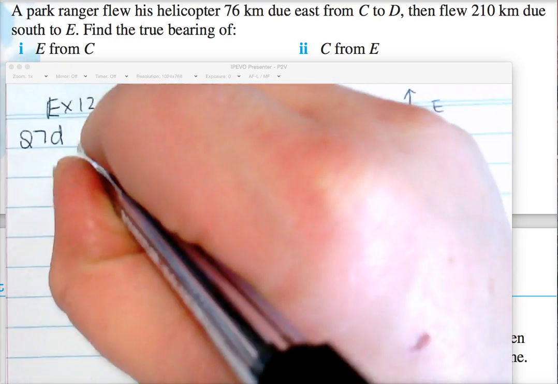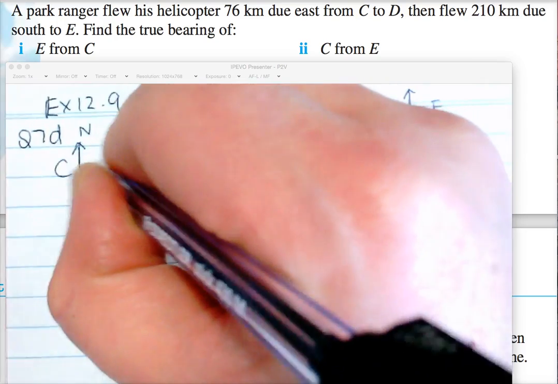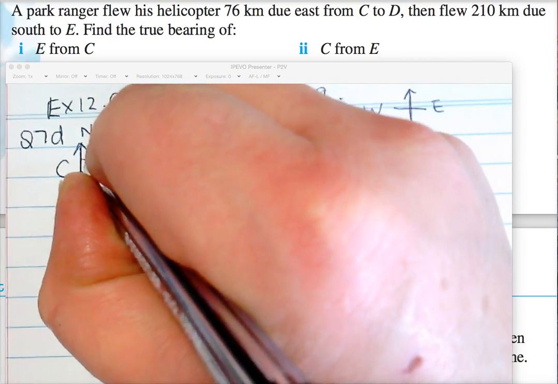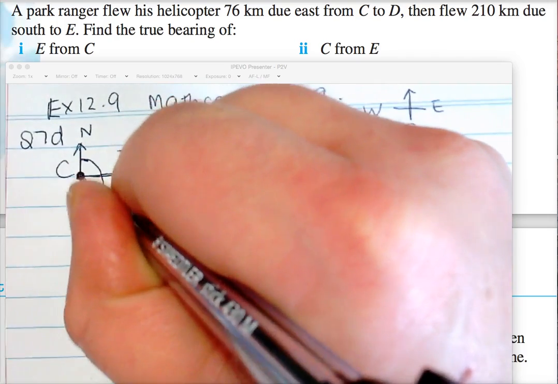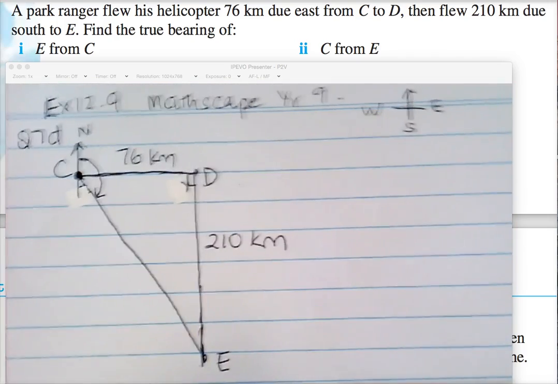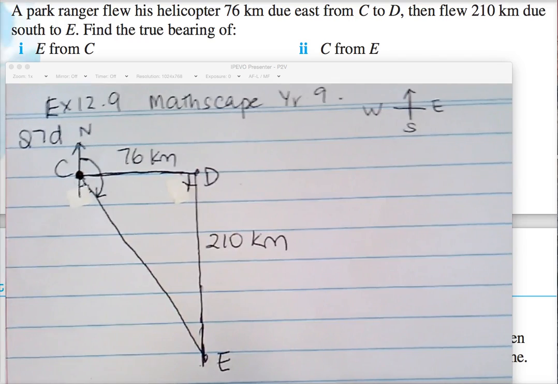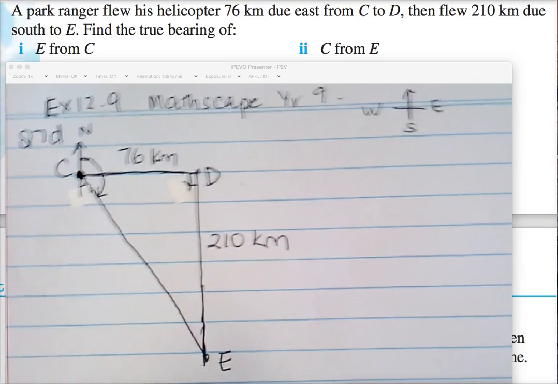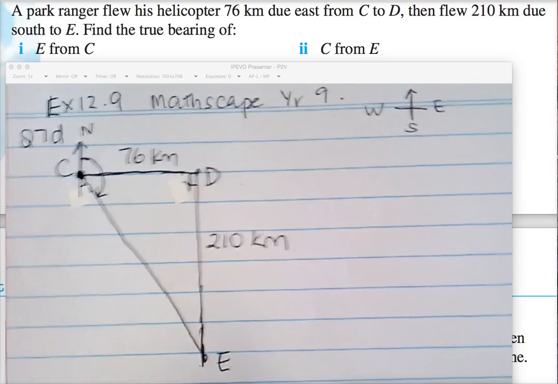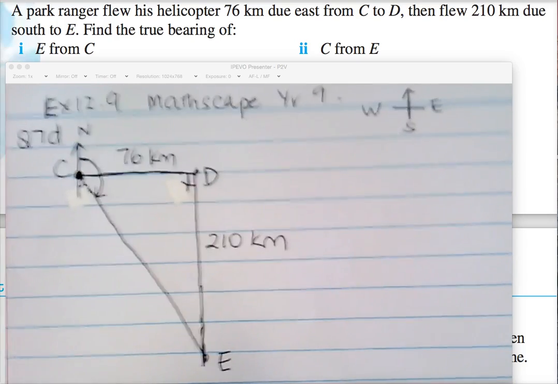So I need to put a north sign at C, and I'm trying to work out the direction of E from C. Pretend this is the clock. It's down here. Give me an estimate. What do you think that angle's going to be roughly? It's going to be between 90 and 180, isn't it? We're thinking maybe 150 or something. But how am I going to work that angle out?